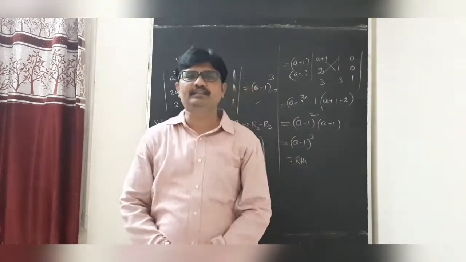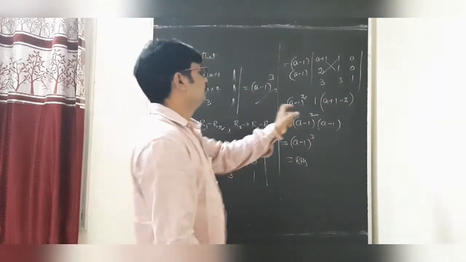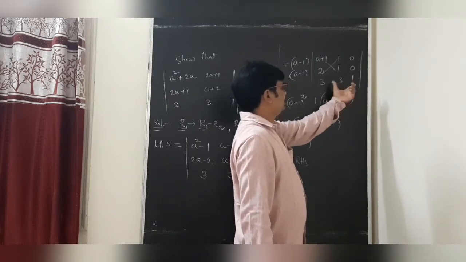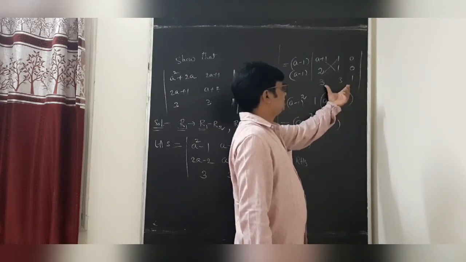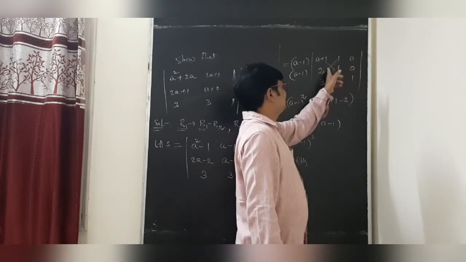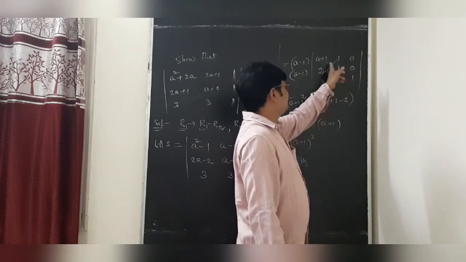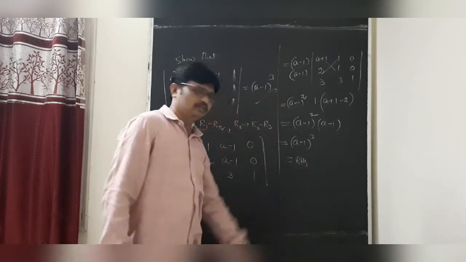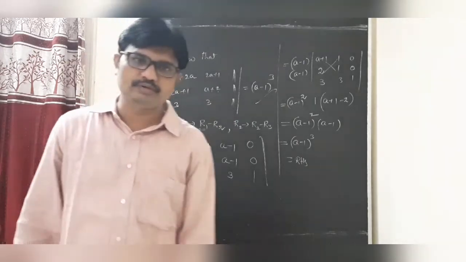Then you have to find the determinant for the 1 only. We know how to find the determinant: after deleting the row and the column of the 1, you have to find the determinant of the 2 by 2. That is a plus 1 minus 2. Yes, this is also a minus 1. This is our required solution. Okay students?